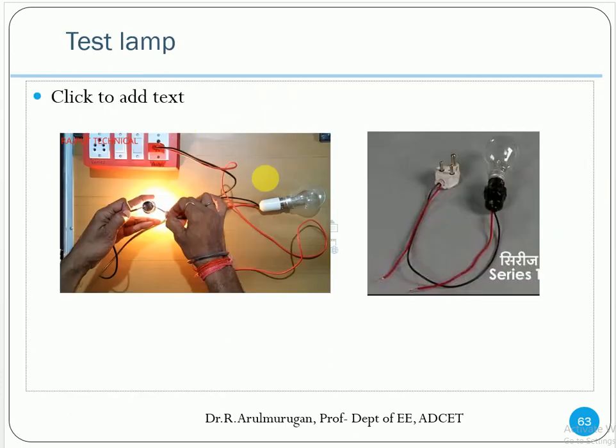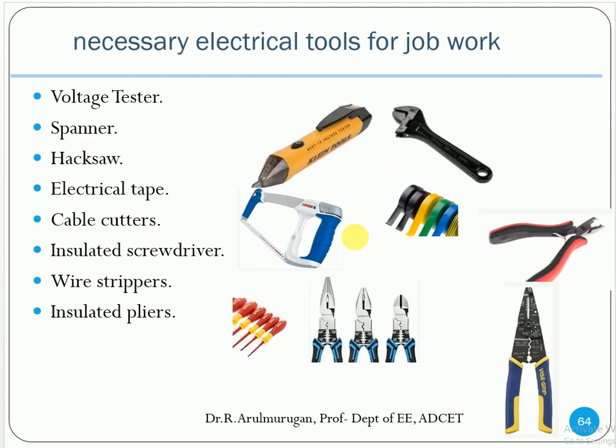Test lamp: it has two terminals. You connect one lengthy wire to it and check whether the wire insulation is good or broken. For example, we connect it like that to check it. So these are the basic necessary electrical tools.